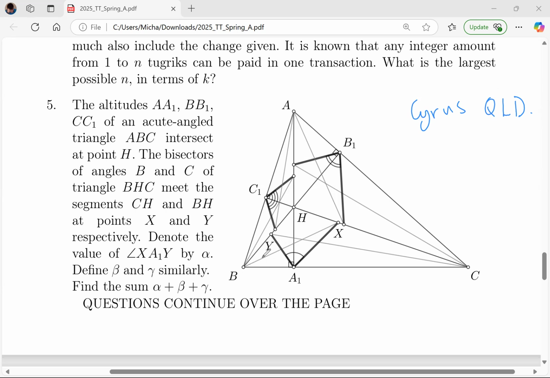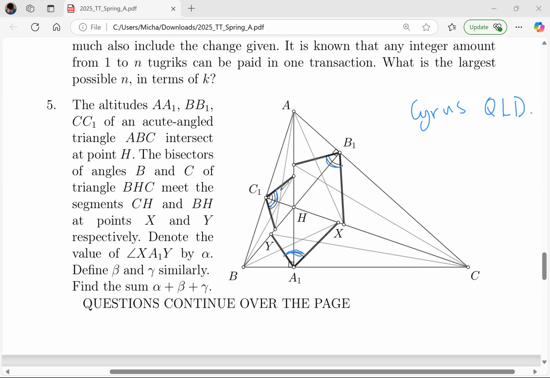bisectors. So you have the altitudes meeting at H, and the feet of the altitudes are A1, C1, B1, and then you have these angle bisectors that bisect HBC and hit HC at X. And you do the same thing for Y and these others, the 6 points. And then if you take Y, A1, X, and you take that angle, and that angle, and that angle, and you add them up, the question is, what is the angle sum?